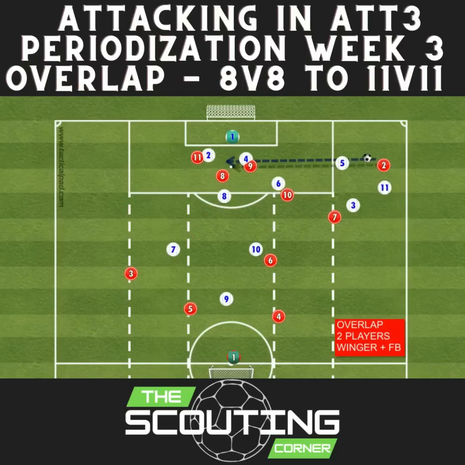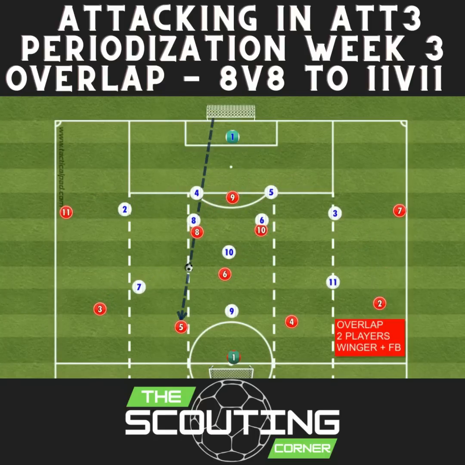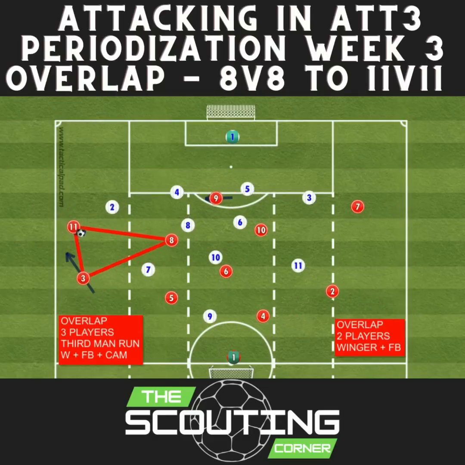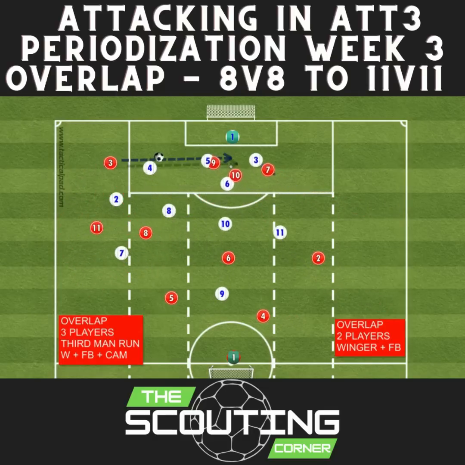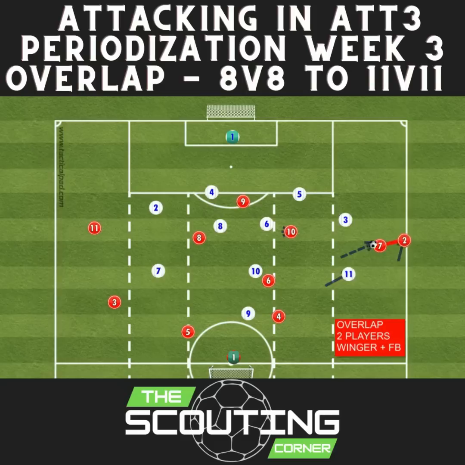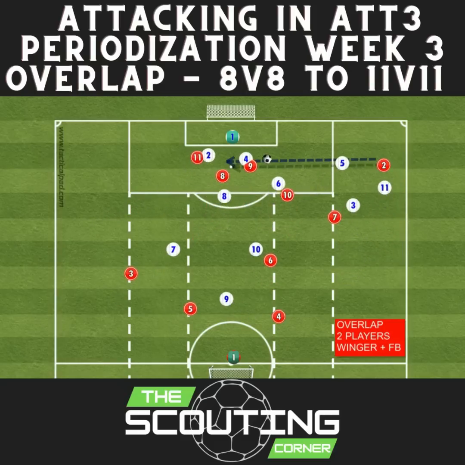Key coaching points. 1, I mentioned the timing of the run. So the overlapping player must time their run perfectly. If they go too early, they risk being caught offside or not creating enough space. If they go too late, they won't be able to take advantage of the opportunity created by the ball carrier, so the winger. So timing is everything. It's a skill that requires practice and awareness of the game's pace and flow.